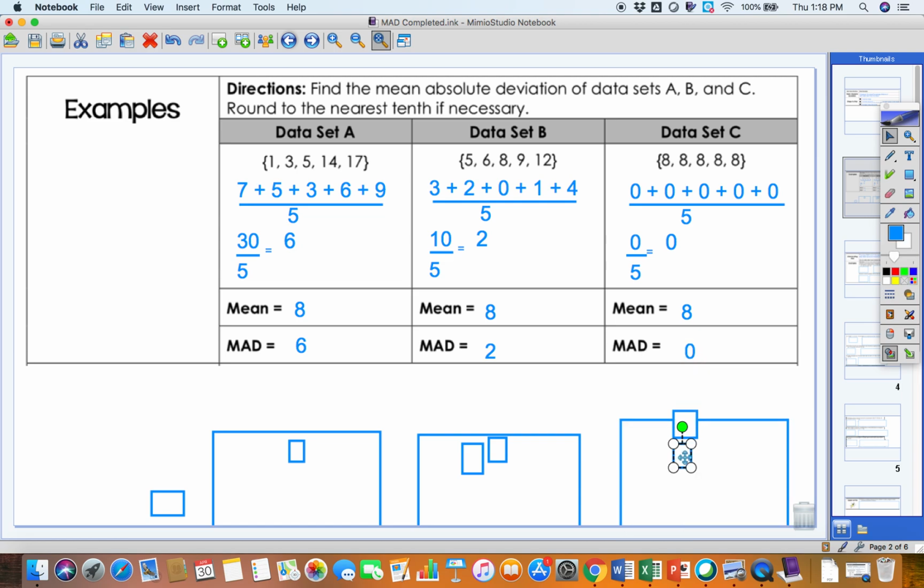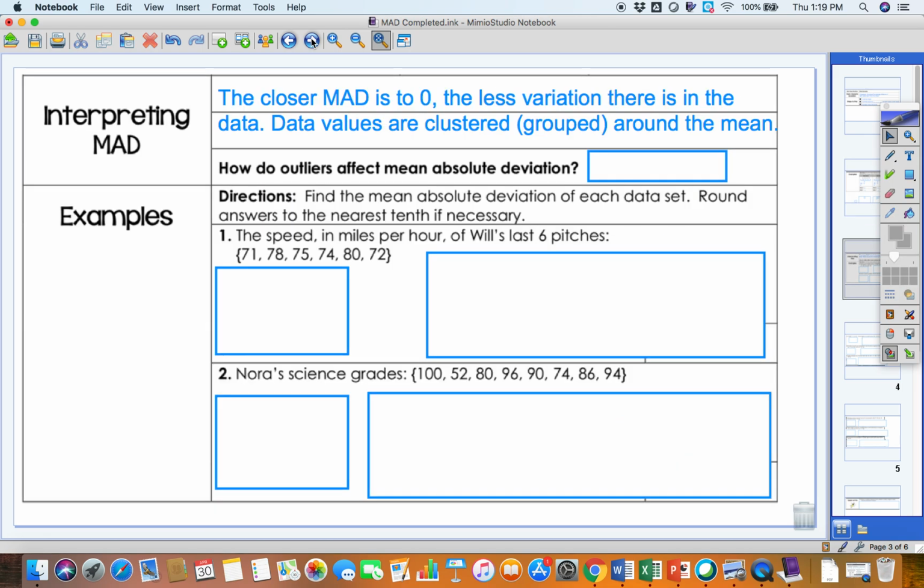So now that you know how to calculate the mean absolute deviation, let's look at why we calculate the mean absolute deviation. And so this is for interpretation. The closer the mean absolute deviation is to 0, the less variation there is in the data. Data values are clustered or grouped around the mean.